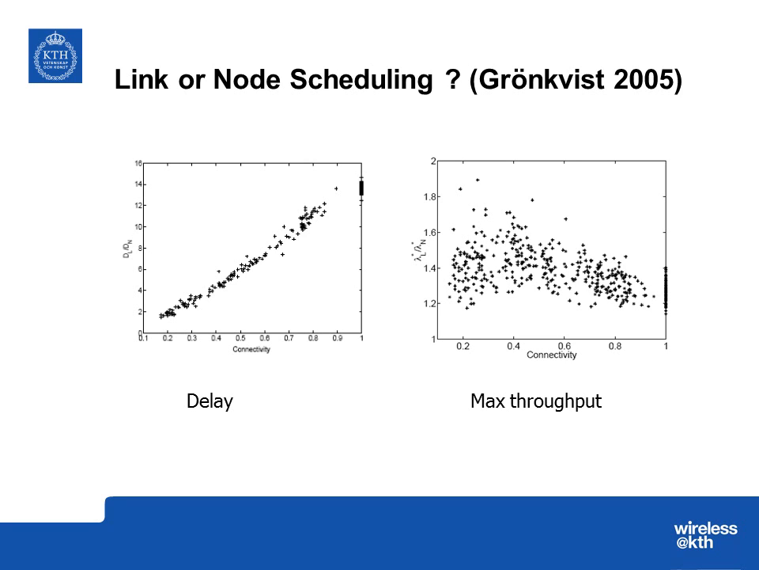On the other hand, the right-hand curve shows the maximum throughput, or the capacity, and here we compare the maximum throughput for a link schedule divided by the maximum throughput for a node schedule. We can see that the numbers are larger than 1 on the y-axis, showing that the link schedule is almost always more effective when it comes to maximum throughput. On the other hand, the relationship to the connectivity is somewhat more unclear, as the plot shows.